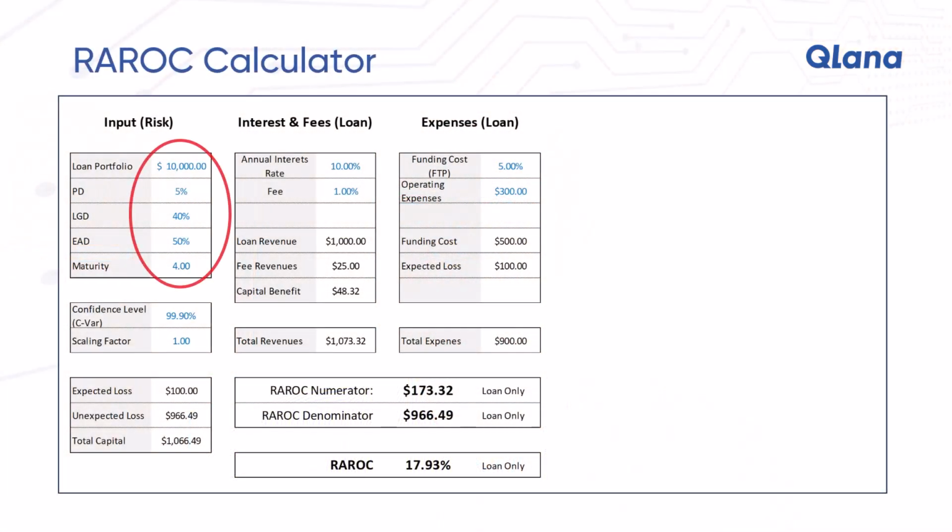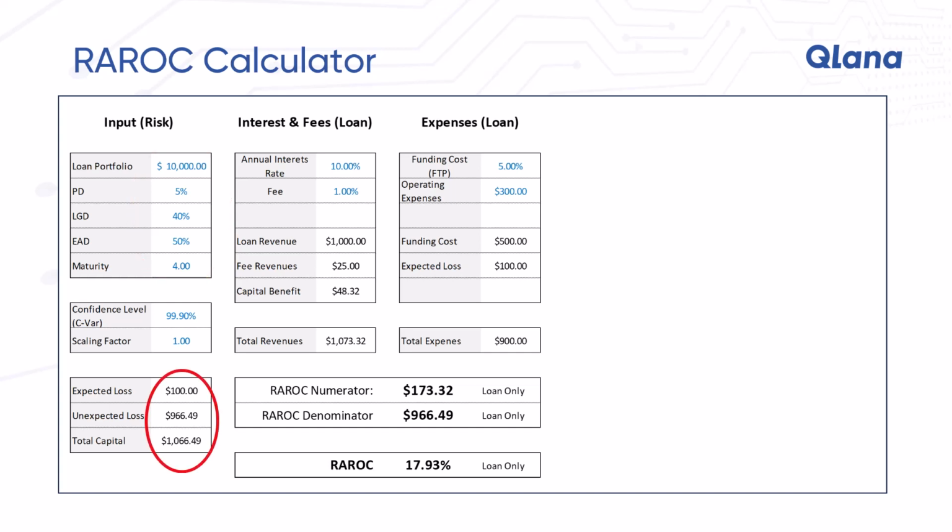Welcome back to the session about risk-adjusted return on capital and the concepts of risk appetite and relationship pricing. We go right into the subject and pick up where we left off in the last session. We have left with an example of a $10,000 loan with a 5% probability of default, a 40% loss given default, a 50% exposure at default, and a 4-year maturity.